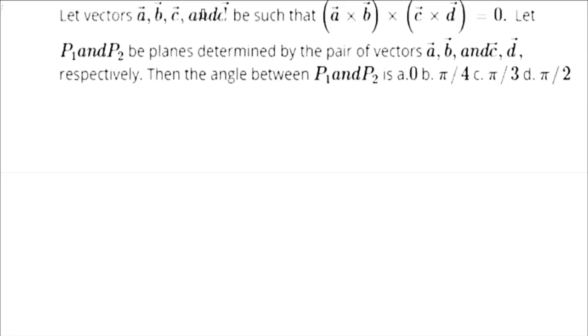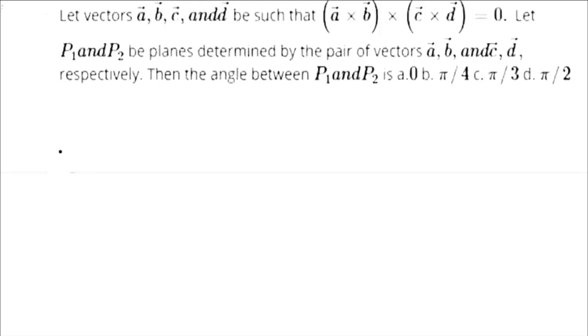Let vectors A, B, C and D be such that (A cross B) cross (C cross D) is equal to 0. Let P1 and P2 be the planes determined by the pair of vectors A, B and C, D respectively. Then the angle between the planes P1 and P2 is: option A, 0; option B, pi by 4; option C, pi by 3; and option D, pi by 2.